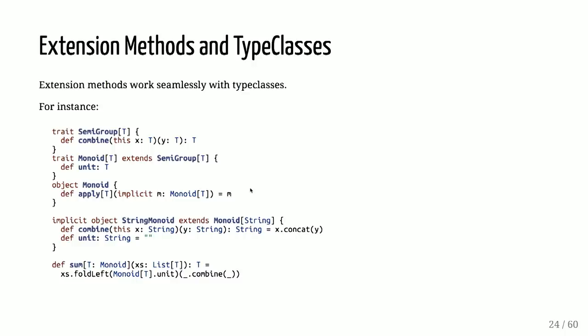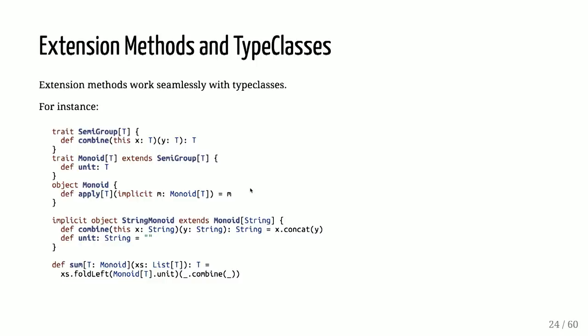And now I want to have something which is generic over all monoids. So I want to define a sum method, which says if type T is a monoid, then essentially sum up all the elements of the given list of T. So we start here with sum of T, context bound Monoid, so T must be a monoid. Take a list of T, give me back a T. So that's a foldLeft of the unit of the monoid instance of T. So that goes to this apply method here. And then the operation of the foldLeft is the combine operation here.